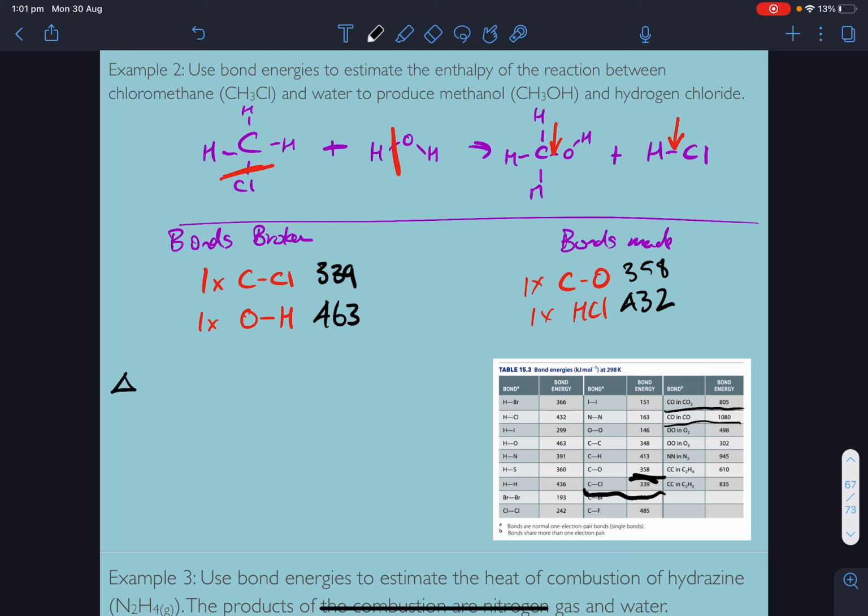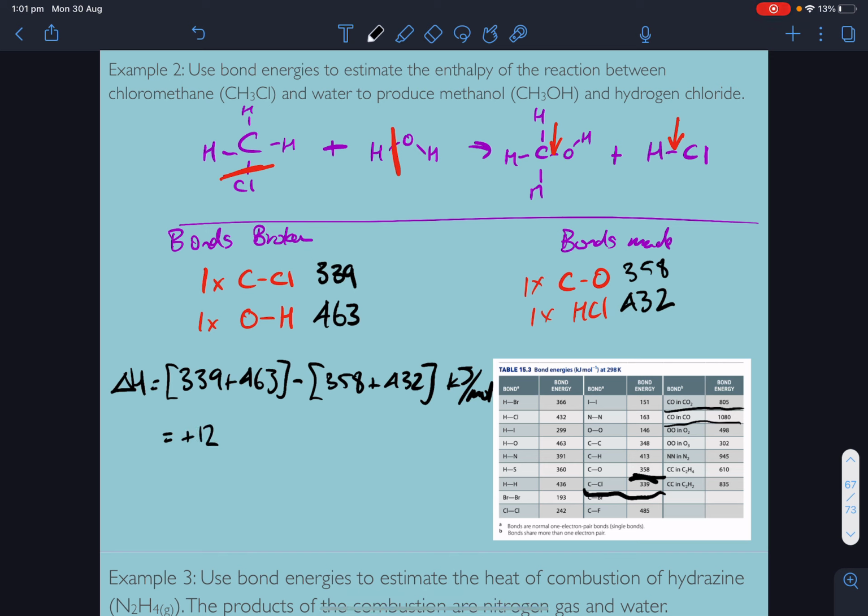So our enthalpy is going to equal the bonds broken, 339 plus 463, minus the sum of the bonds made, 358 plus 432, kilojoules per mole. And I'll put it in my calculator. 339 plus 463 minus 358 minus 432. Positive 12 kilojoules per mole.